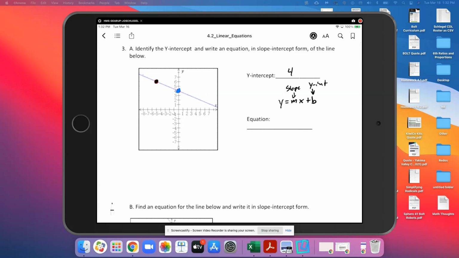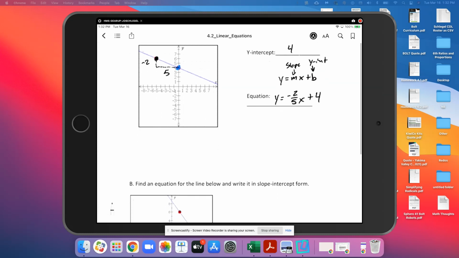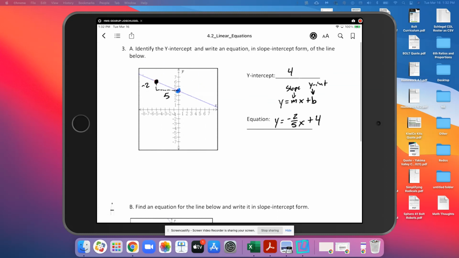And the slope, if I go from this point, the black one here, down to the blue one, I would go down 1, 2. So I have a slope of negative 2, and I would go over 1, 2, 3, 4, 5. So I would have a slope of negative 2 over 5. So my equation would look like y equals negative 2 over 5 x plus my y-intercept, which we've already identified to be 4. So my equation again, folks, is y equals negative 2/5 x plus 4 because my slope is negative 2/5 and my y-intercept is 4. I'll pause here before moving on to part B.